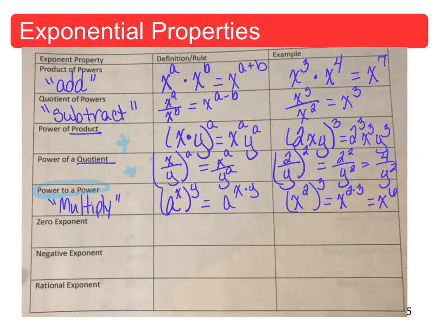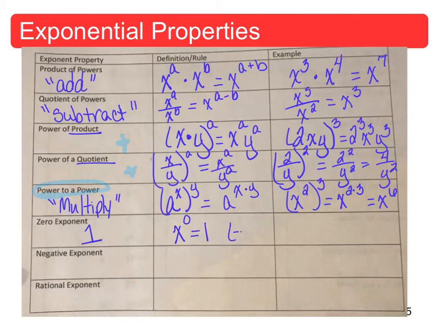Now, our 0 exponent: anything raised to the 0 power is 1. Anything raised to the 0 power. So if I have x to the 0 power, I get 1.